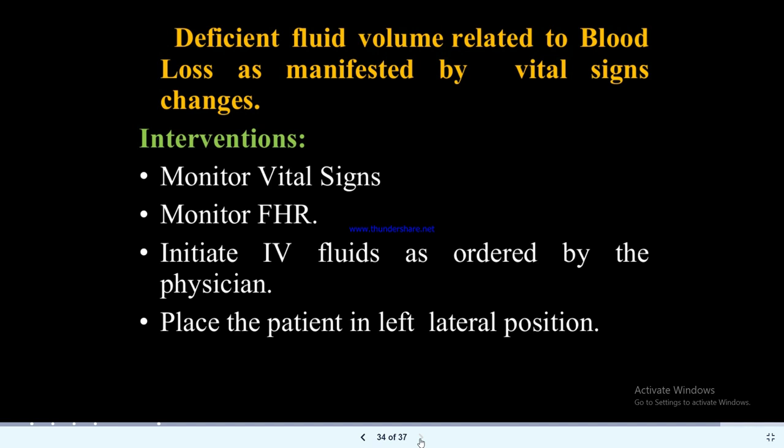Deficient fluid volume related to the blood loss as manifested by vital sign changes. Again, monitor vital signs, monitor fetal heart rate, initiate IV fluids as ordered by the physician, and place the patient in the left lateral position.